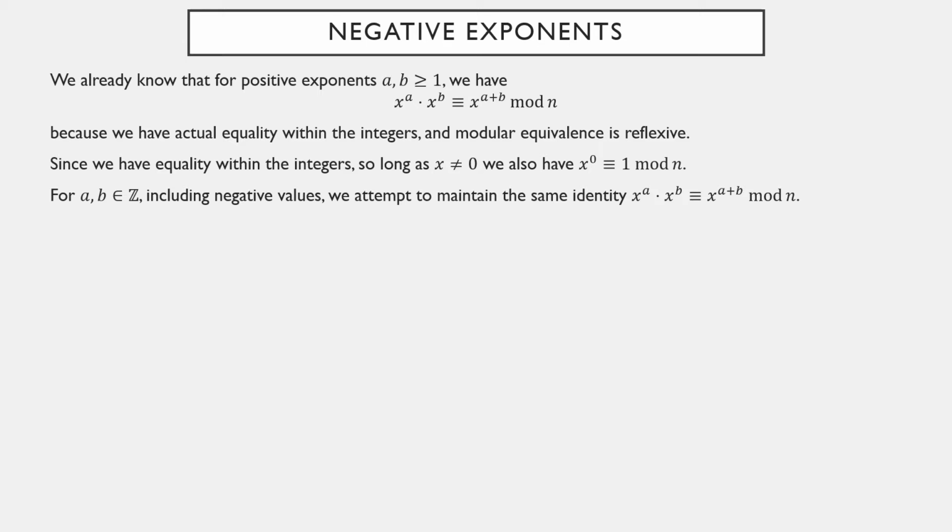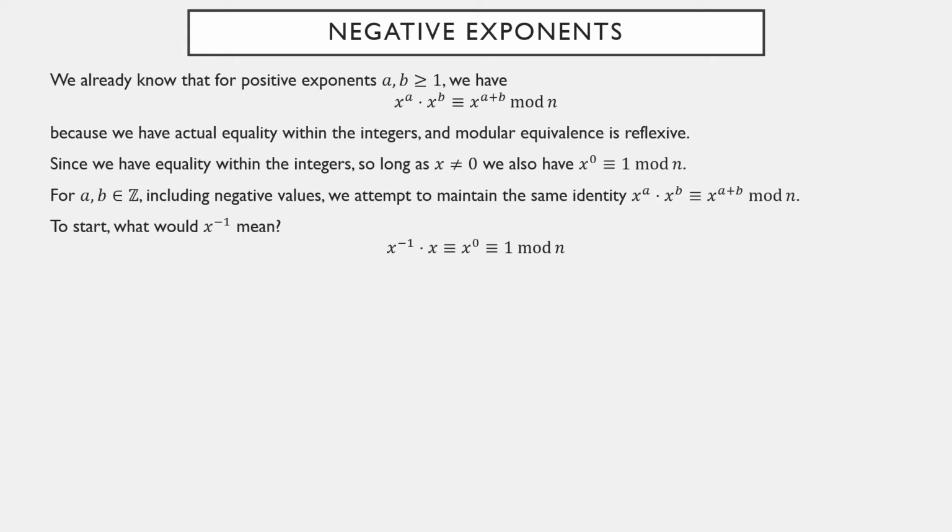So now for negative exponents, we're going to attempt to maintain the same identity that x to the a times x to the b should be equivalent to x to the a plus b mod n. Well, if I want to include negative exponents, I should at least be able to account for negative 1. So we make the following observation. x to the minus 1 times x to the first, if this law holds, should be equivalent to x to the 0. We already know x to the 0 is equivalent to 1. So whatever x to the minus first would mean, x to the minus first times x should be equivalent to 1 mod n.